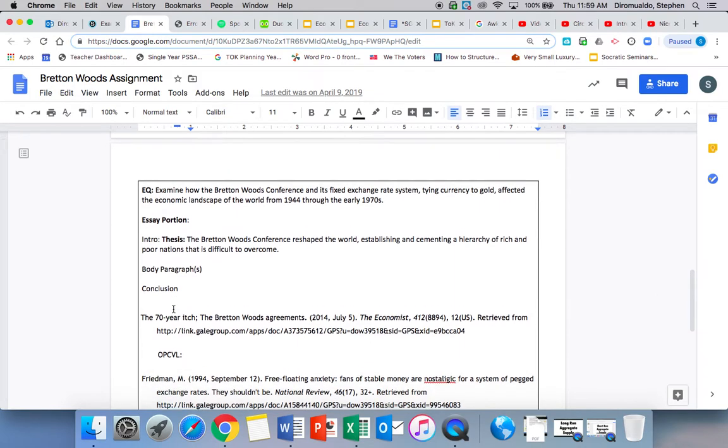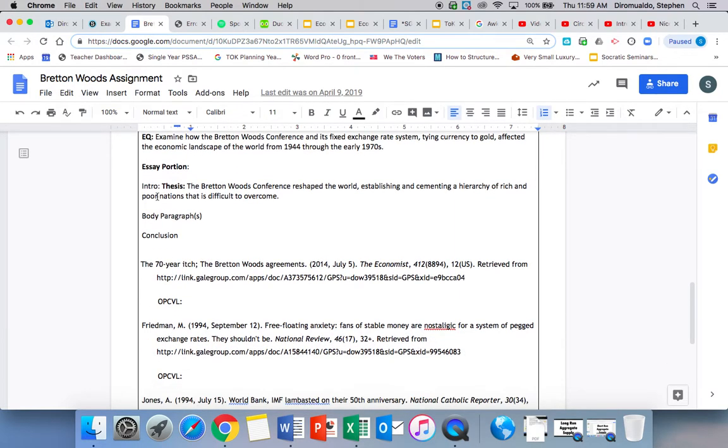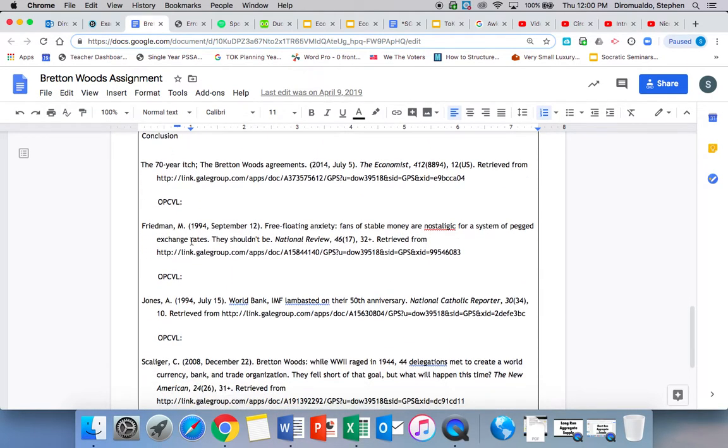So here's how the structure looks. Examine how the Bretton Woods Conference, okay, you got your EQ, and then you get in your essay, you got your intro. Your thesis might look something like this. And by the way, if you use this, we have a problem. The Bretton Woods Conference reshaped the world, establishing and cementing a hierarchy for the rich and poor nations that is difficult to overcome. Okay, body paragraphs, however many you need, but remember it's under 750 words, and then a conclusion paragraph. Then you get into your bibliography, okay?